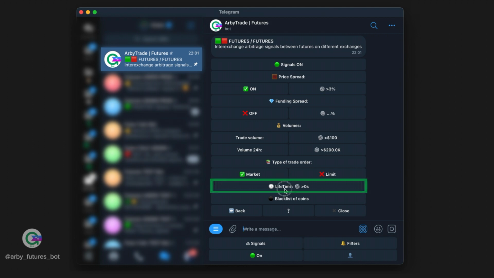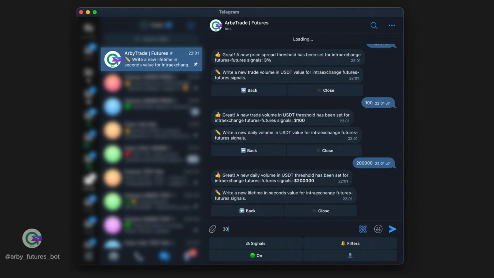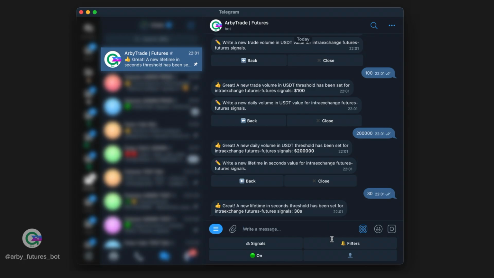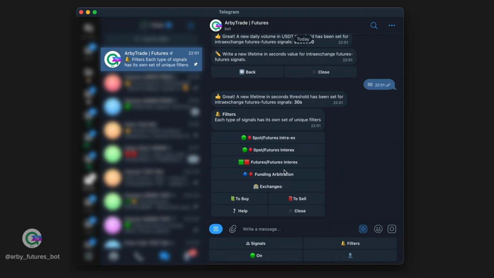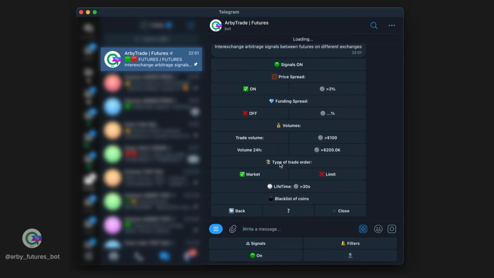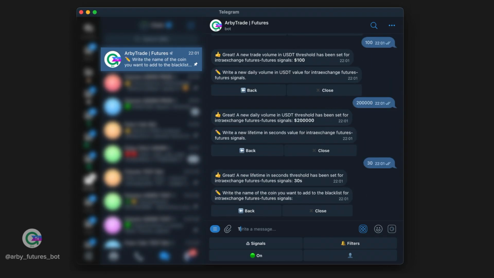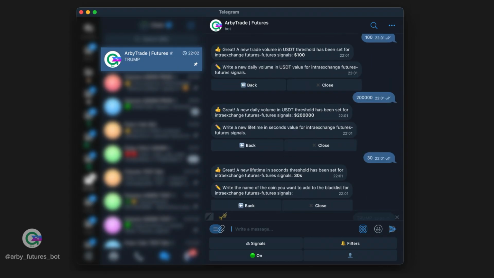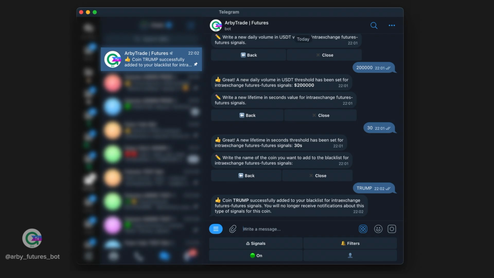Then, the signal's lifetime filter. This is the time during which the arbitrage situation has already existed on the market. It is not a predicted time but actual. We recommend setting at least some minimum value to exclude noise, for example 30 seconds. And also a blacklist of coins. If you add a coin to this list, signals for it with this type of signals will no longer appear.